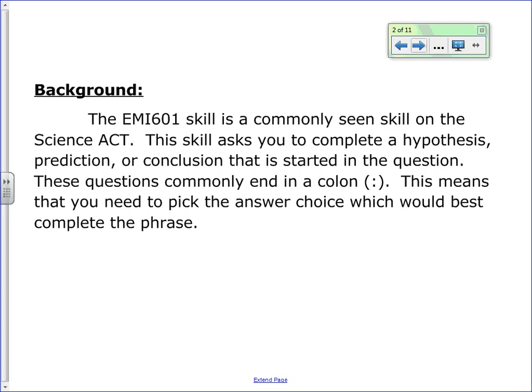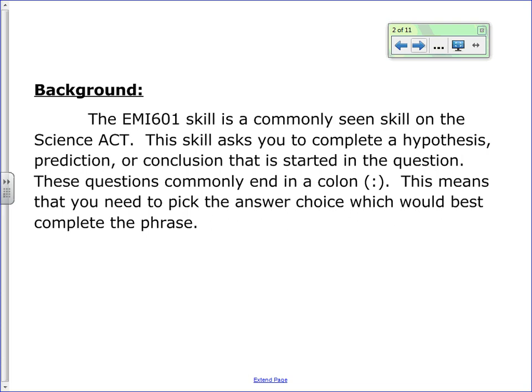Emi601 skill is a comprehensive skill on the science. This skill asks you to complete a hypothesis, prediction, or conclusion that is started as a question. These questions comprehend and unfold it. This means that you need to pick and parse the process of the survey.